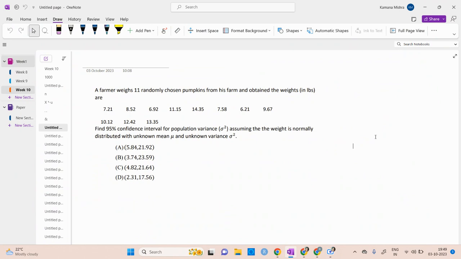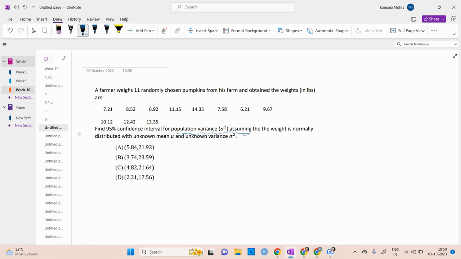Okay, now the next question is: a farmer weighs 11 randomly chosen pumpkins from his farm and obtains the weights in lbs, right? And then, so till now we have done one maximum for the mean, and then we have done the ratio of the variances, and this question is about finding the confidence interval for population variance.